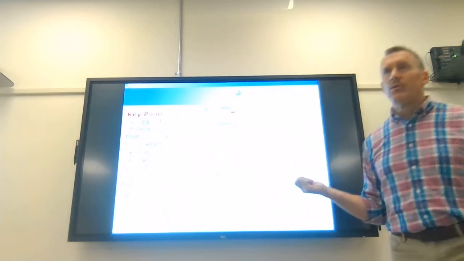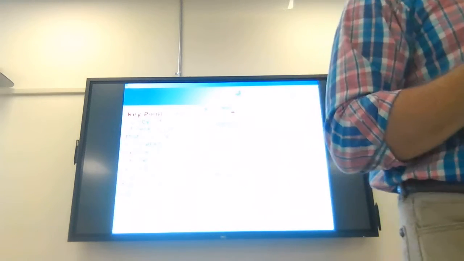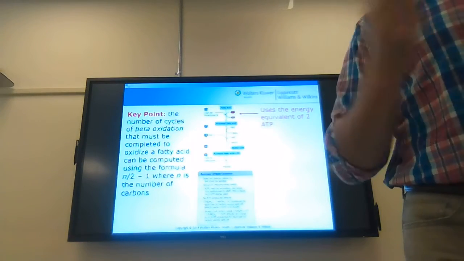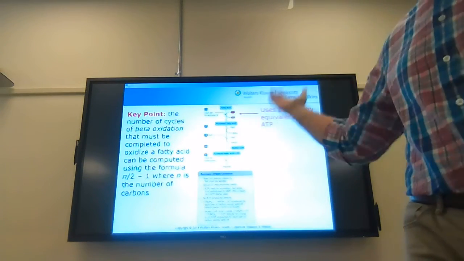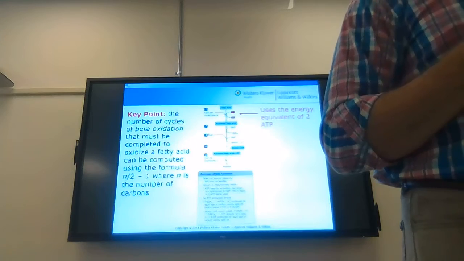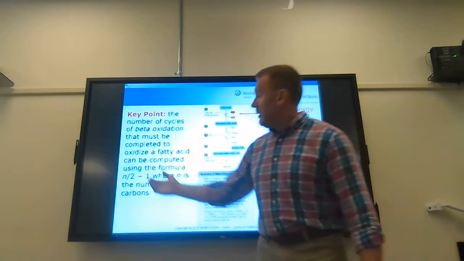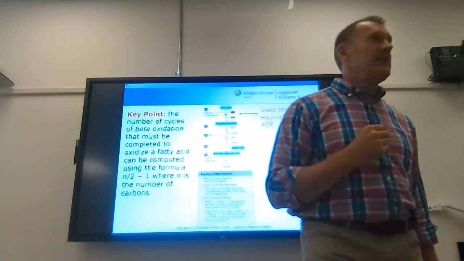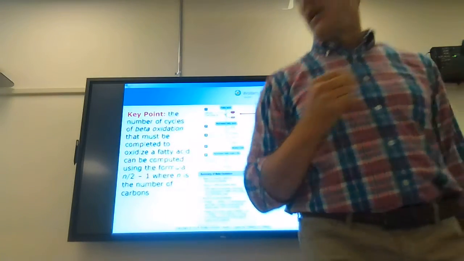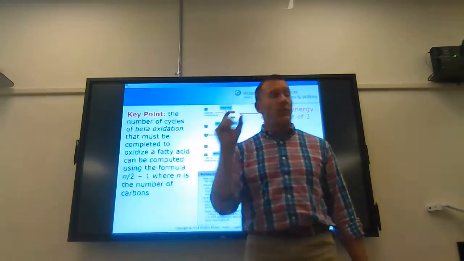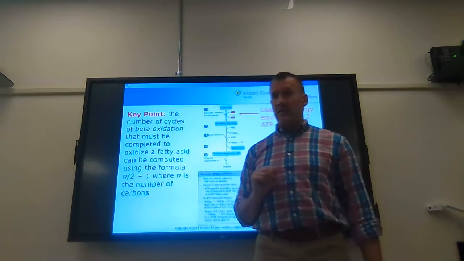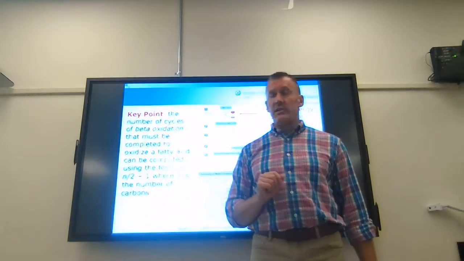So on the exam, what if I gave you an 18-carbon? Not a 16-carbon. What if I gave you an 18-carbon fatty acid? Would you be able to... Same process, right? 18-carbon fatty acid. 18 divided by 2 is? 9 minus 1 is 8. So 8 cycles of beta oxidation.